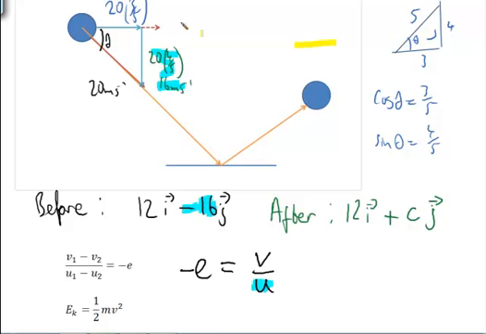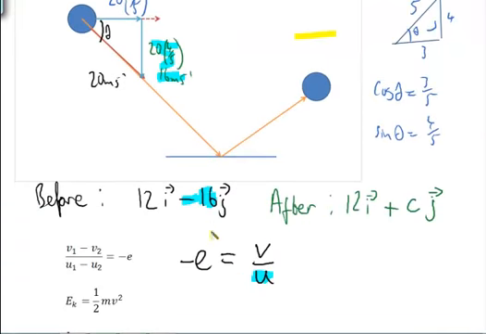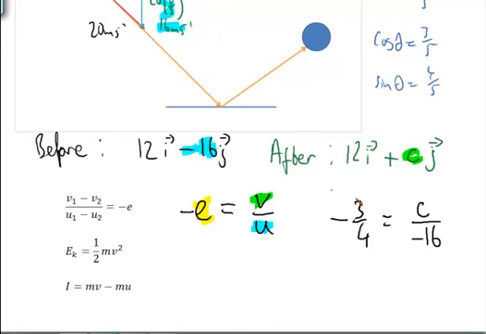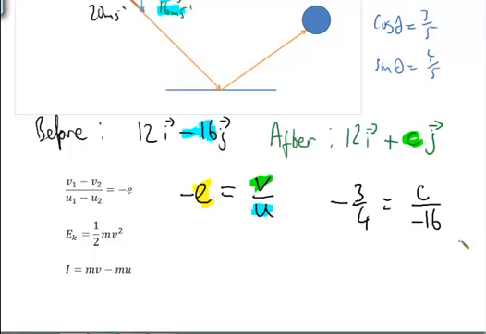We know that the coefficient of restitution is given to us in the question, 3 over 4. It's going to go there. And then what C works out to be will come from this number here. We have to be very careful of signs here. So I'm going to put in, first off, the minus sign: minus 3 over 4 is equal to V, which is C, what we've used in our problem, over minus 16. It's really important to include the sign of the J component there, and with our coordinate system, that is definitely negative.